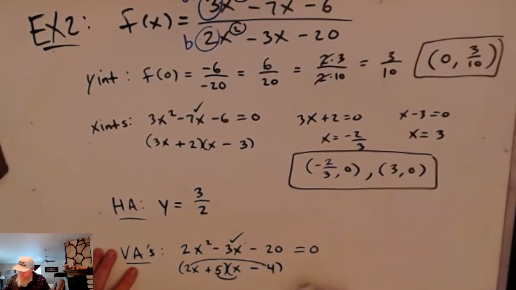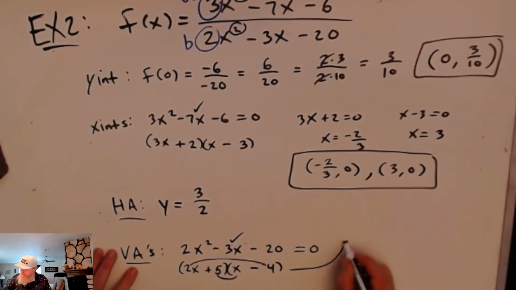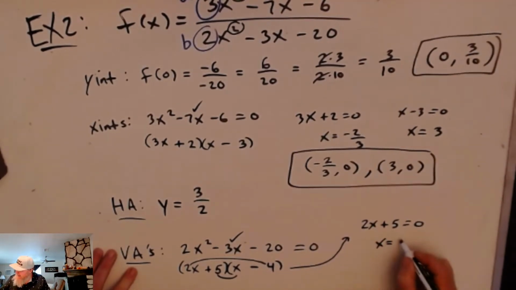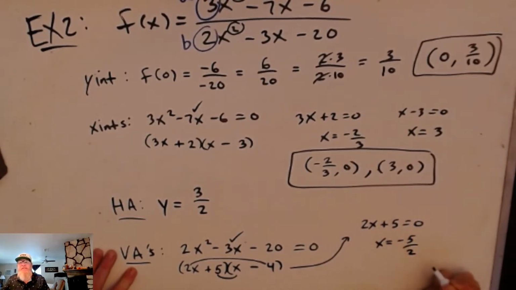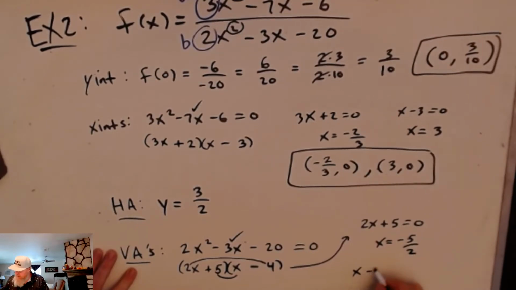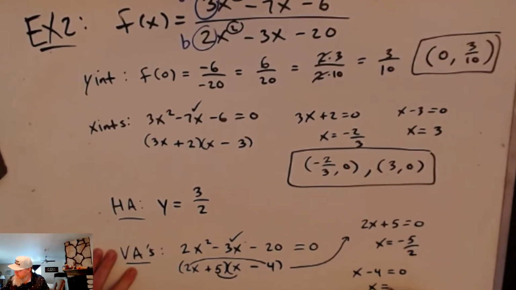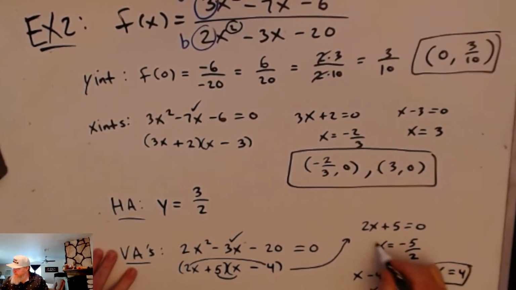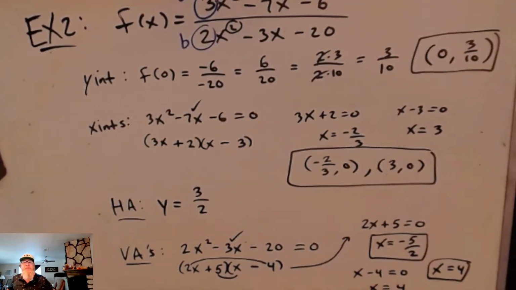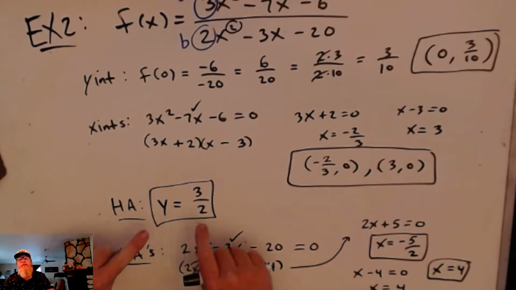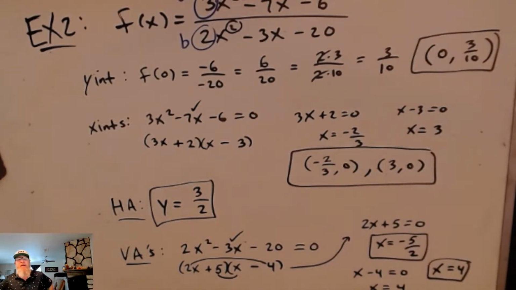So I get two vertical asymptotes. One of them is -5/2. I got to move the 5 over, make it negative. And then the other one is 4. X equals 4. So those are your two vertical asymptotes. So summarizing everything, you've got two vertical asymptotes, you've got one horizontal asymptote, and then you've got these intercepts.